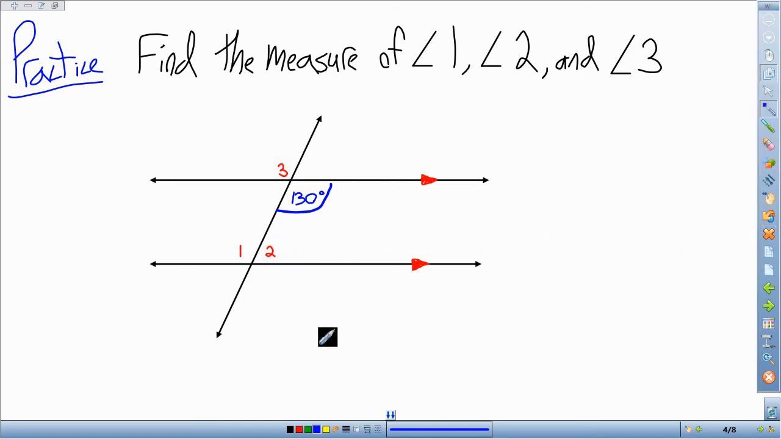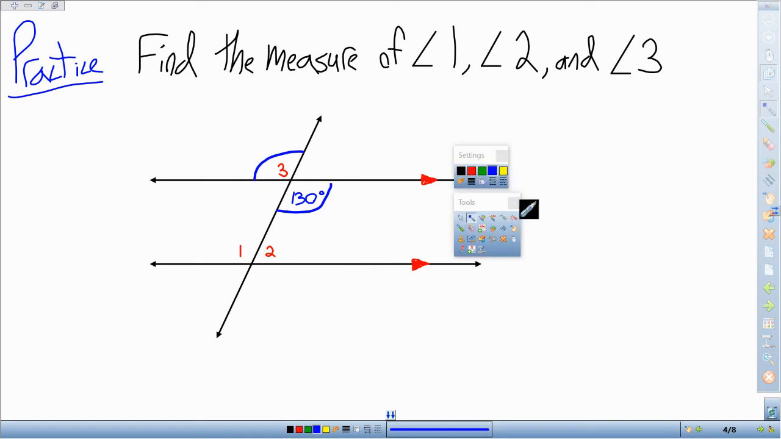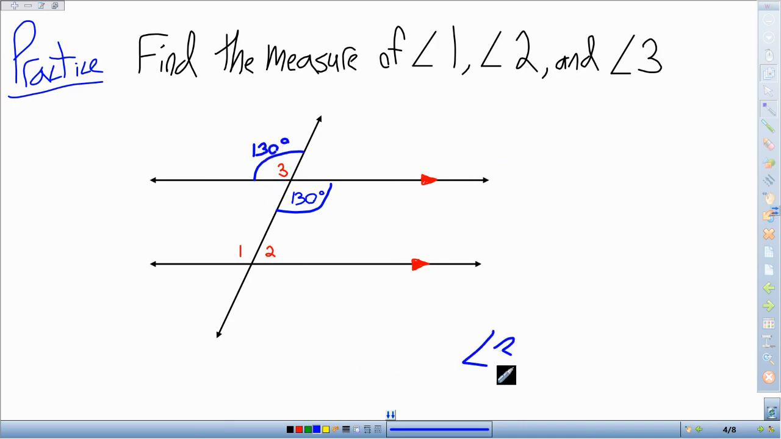If I were doing this, I would maybe start with the fact that these are vertical angles, because the vertical angles, I see them quickly. So I would say, okay, I know that angle 3 is also 130 degrees. Vertical angles are congruent. So let's write that out.